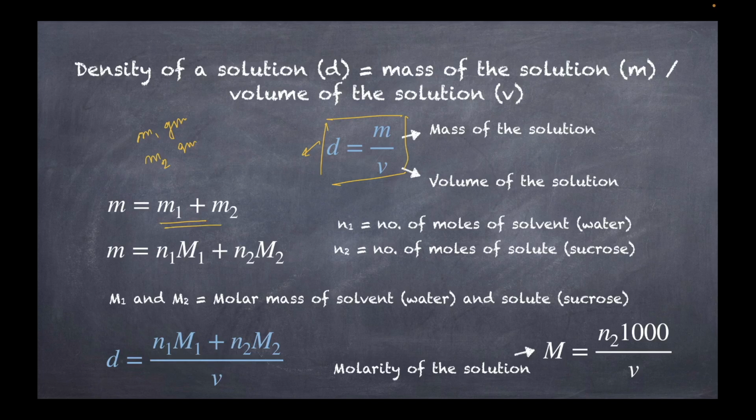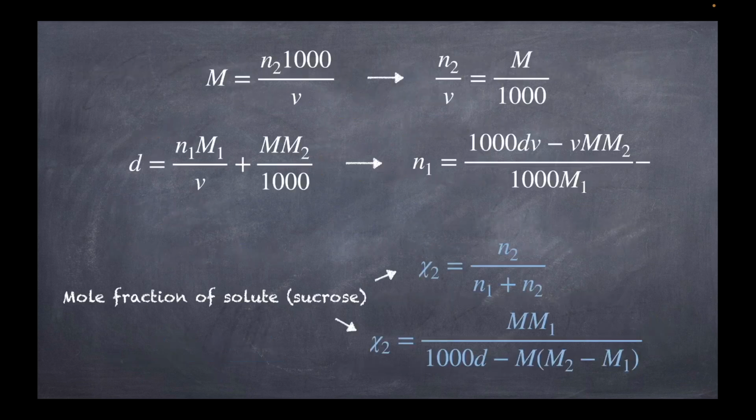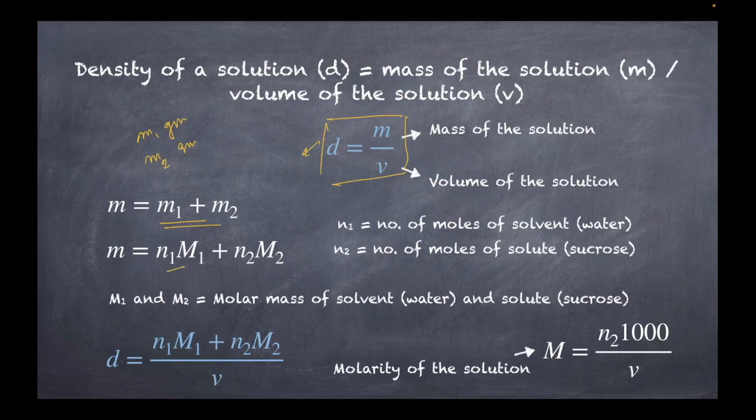Now if we express this small m1 in terms of number of moles times the molar mass, so total mass will be n1 M1 plus n2 M2. So n1 is the number of moles of the solvent, capital M1 is the molar mass of the solvent, that means water, n2 is the number of moles of solute, that means in this case it is sucrose, and capital M2 is the molar mass of the sucrose. Now if we replace m here with this expression, so density will be n1 M1 plus n2 M2 divided by volume of the solution.